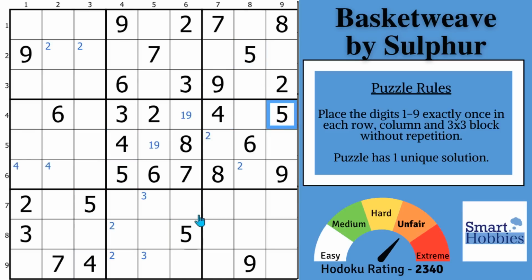With these 2 5s and these 2 5s, the only place to put a 5 in block 9 is right there. And then with this 5 and this 5, we have Snyder 5s in block 2, and with these 2 5s and the 5 right here, Snyder 5s in block 4. Okay, moving on to the 6s.